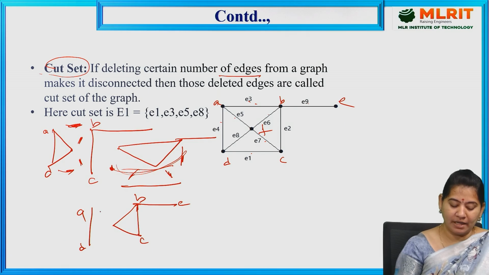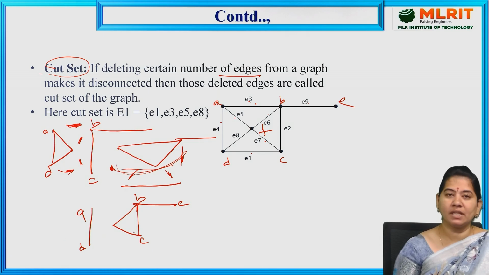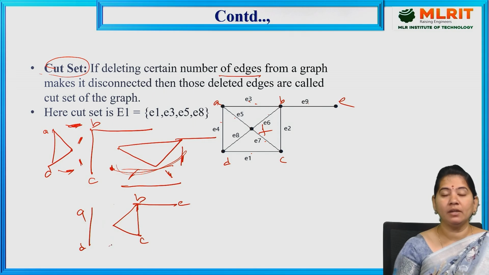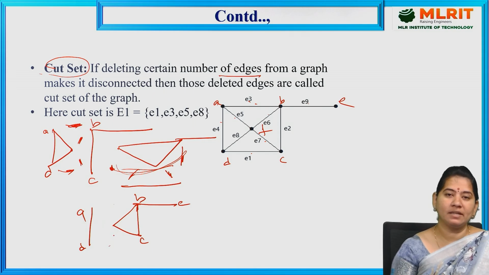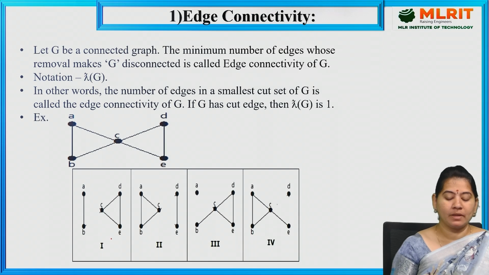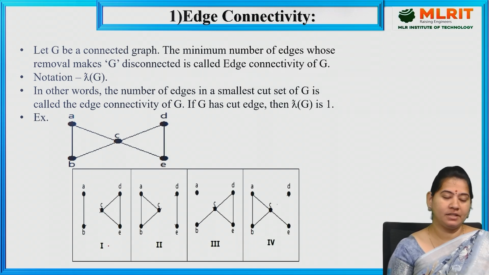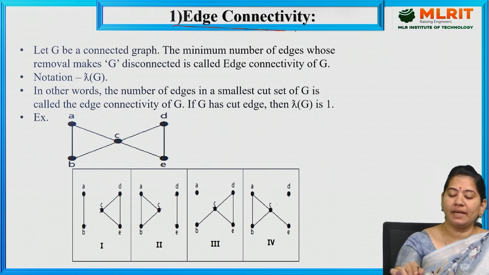So if I am able to make this graph disconnected, then the particular set of edges that I remove, those set of edges we can call a cut set. Next, as I told you, we have two types of connectivity: edge connectivity and vertex connectivity. So let us see what is meant by edge connectivity.